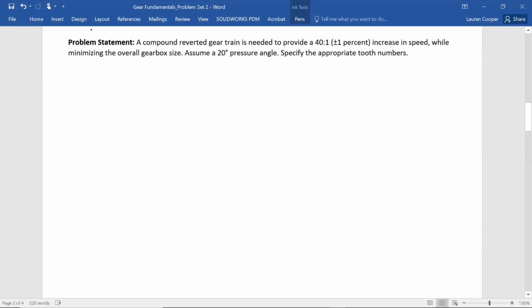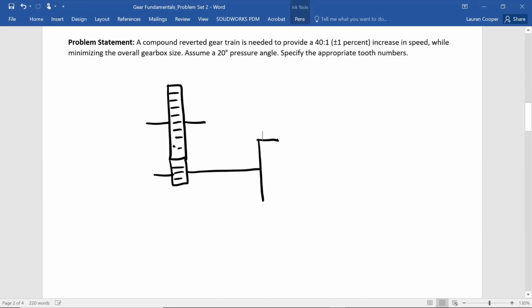So we have an increase in speed, so that means we're going from a larger gear to, whoops, it's a little weird, a smaller pinion or shafts. And then again, we're going to speed it up by going from a larger gear to a smaller pinion. There'd be some bearings here. All right.